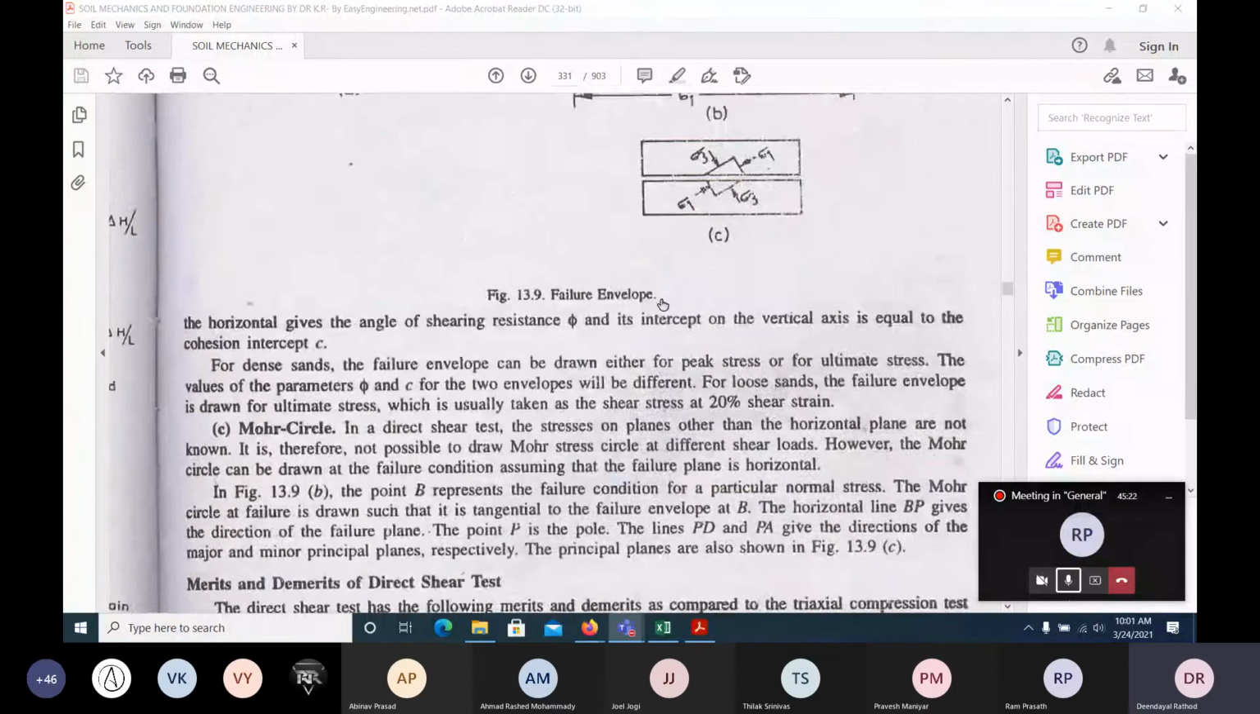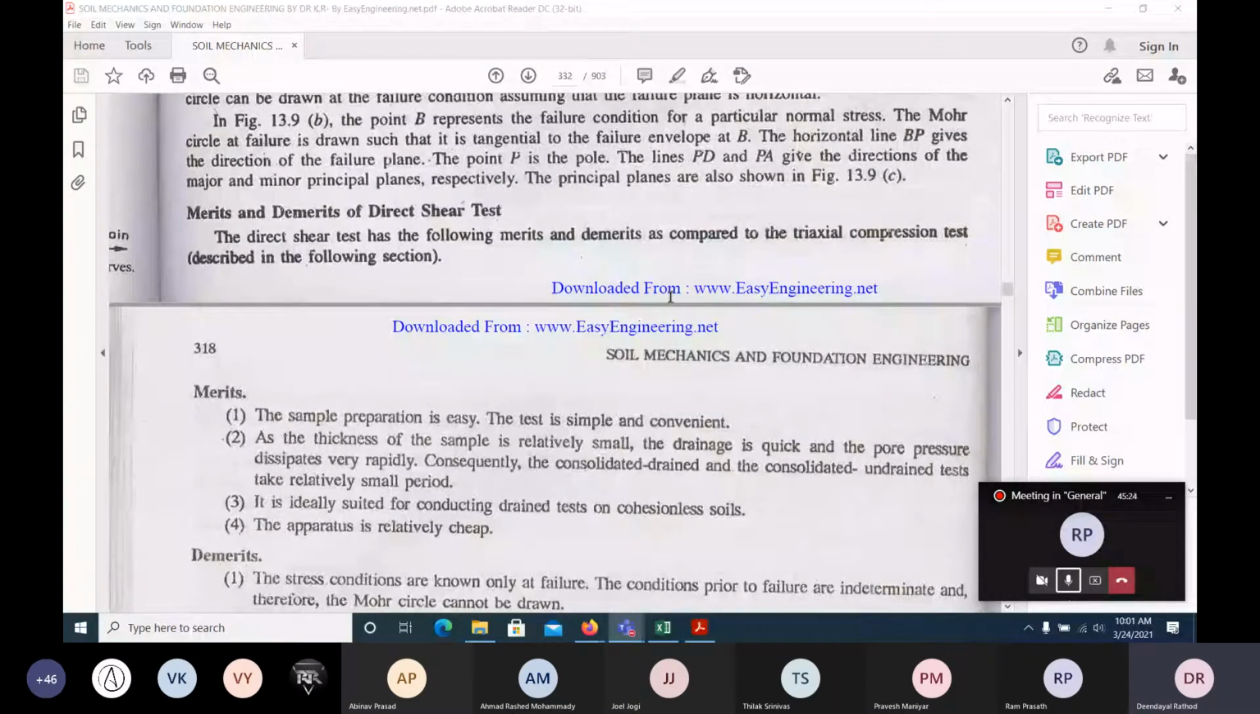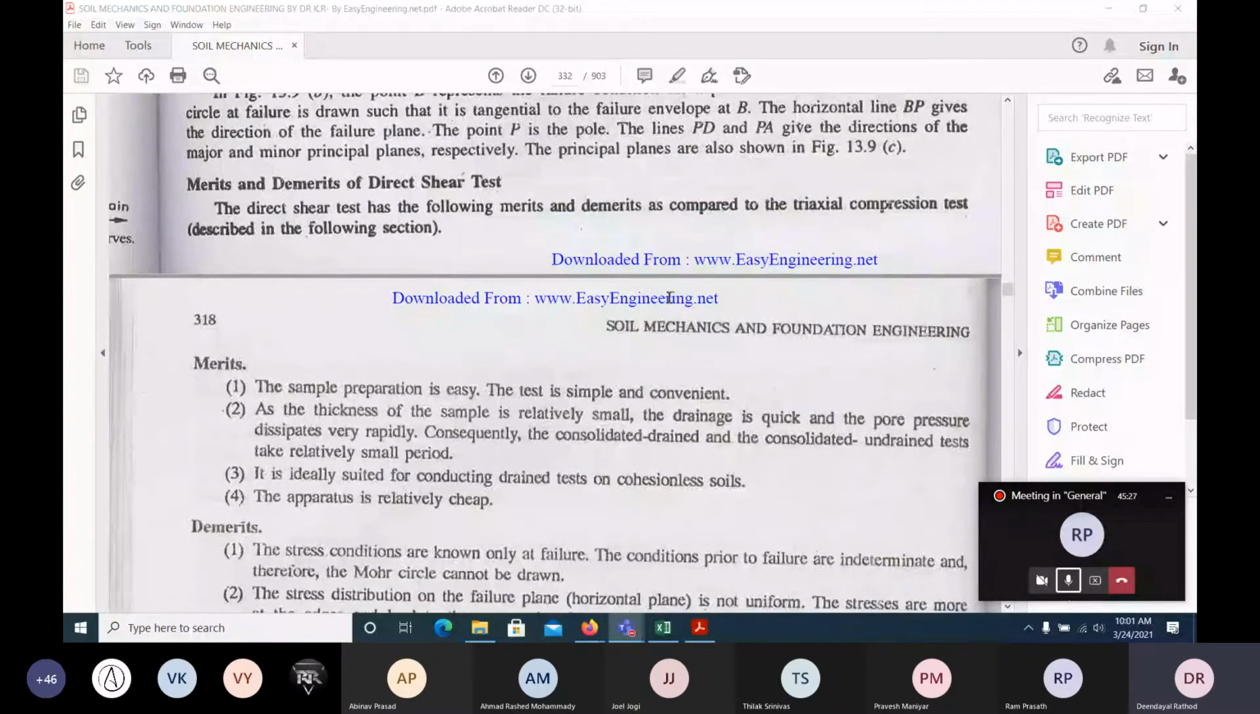Now there are some limitations, the merits and demerits of this particular direct shear test. That is also very important here. The direct shear test has the following merits and demerits as compared to the triaxial test.